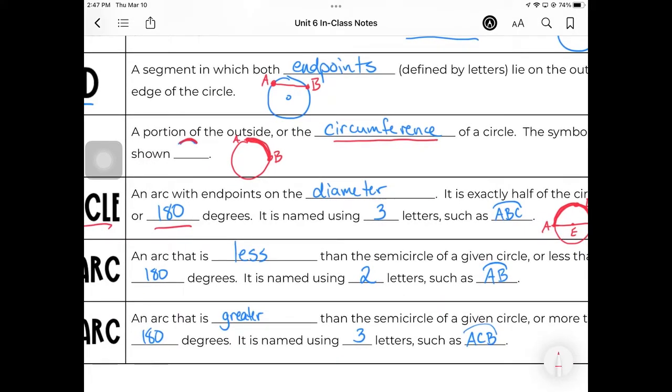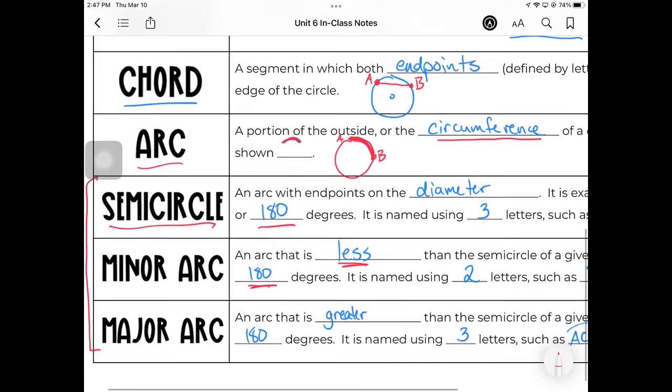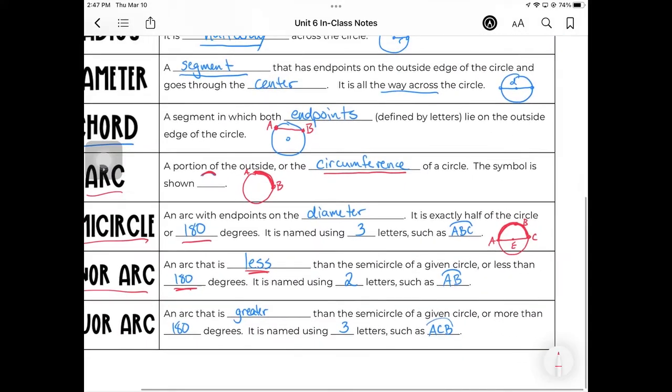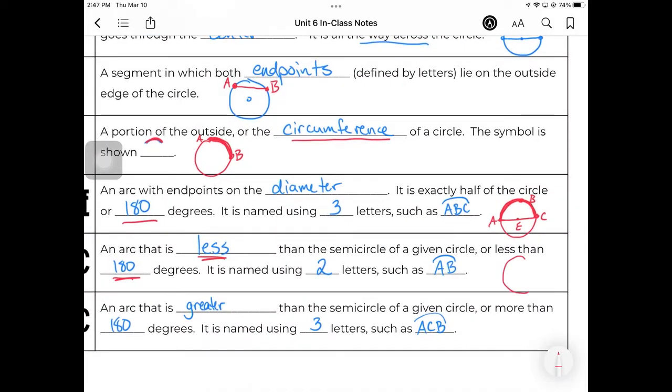But if an arc is less than a semicircle, or less than 180 degrees, we would call that a minor arc. Now, minor arcs only need 2 letters to be identified. So here on the same kind of picture, on circle E, we've got the diameter AC, and I put point B up here. This arc from A to B, not the full semicircle, not half of the circle all the way to C, but just from A to B would be considered a minor arc. It's less than 180 degrees.